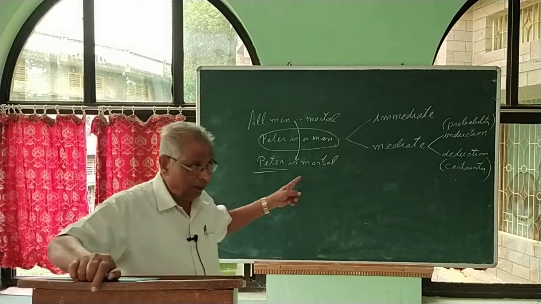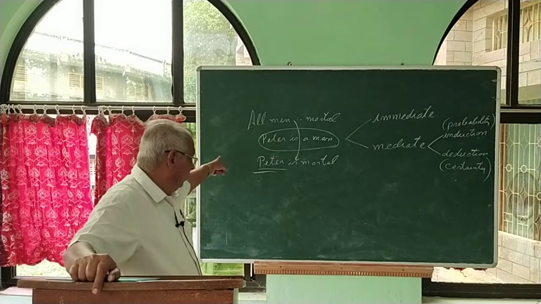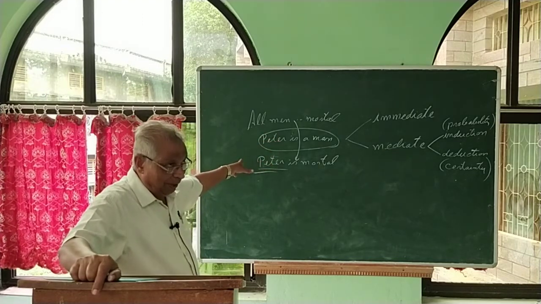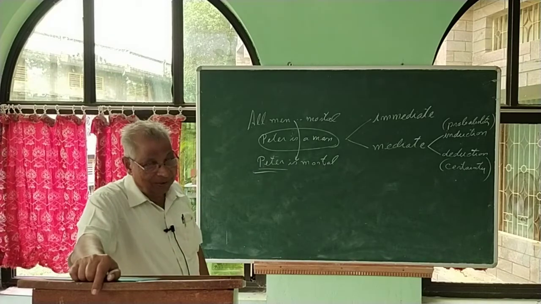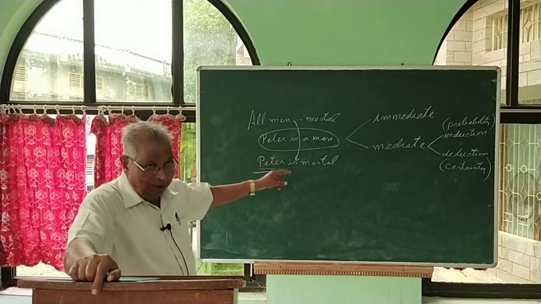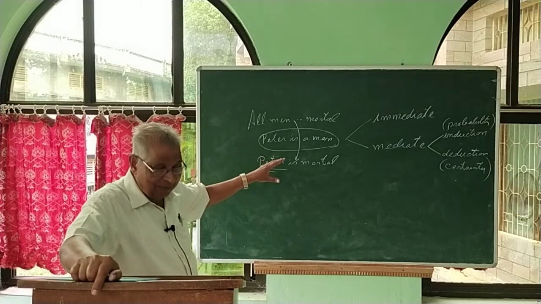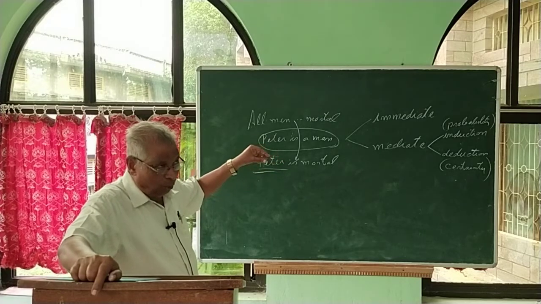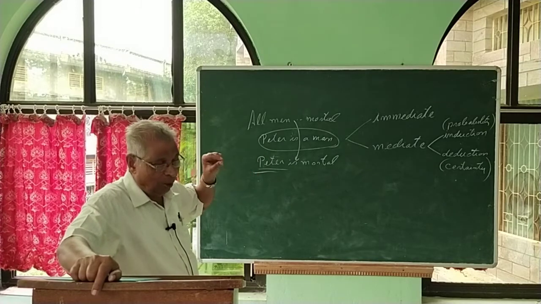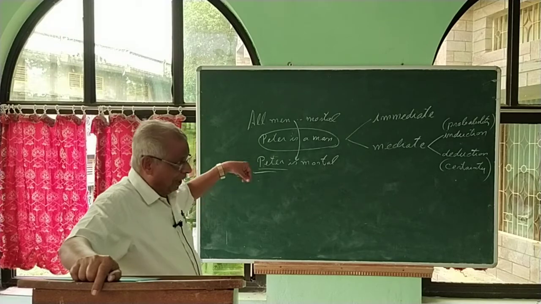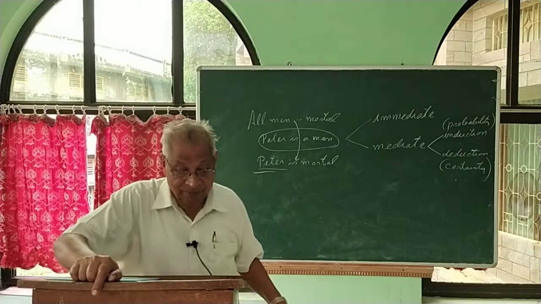Here also, the two premises: all men are mortal, Peter is man. We are presuming. If that is so, then we can conclude that Peter is mortal. So in the syllogistic structure, there are premises through which we are arriving at a conclusion. One statement or proposition is the conclusion. The other two are premises.